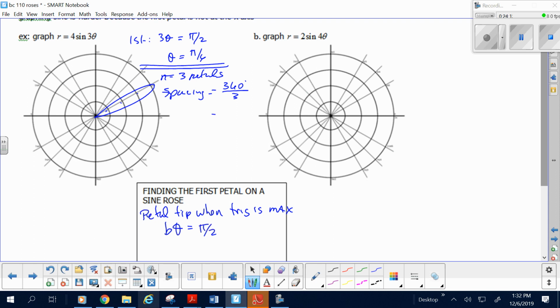120, yeah? So if the first one's at 30, then the next one is 150, and the next one is 270. So we're going to have there.